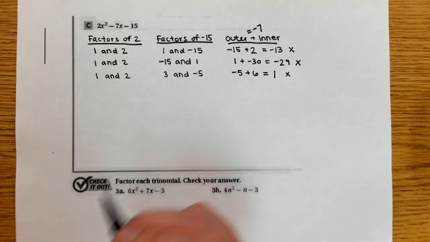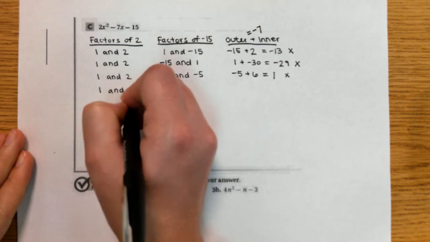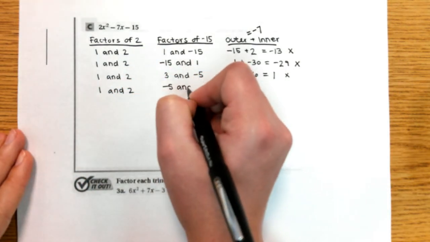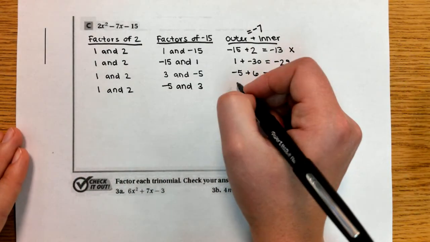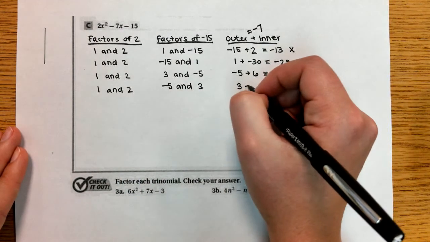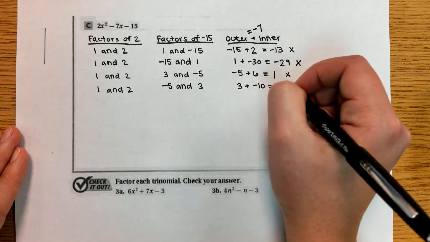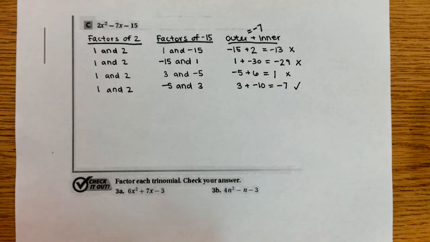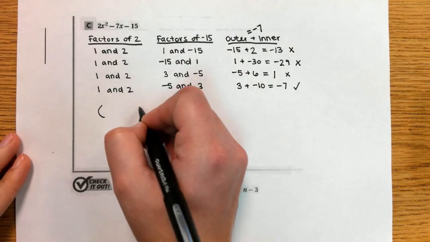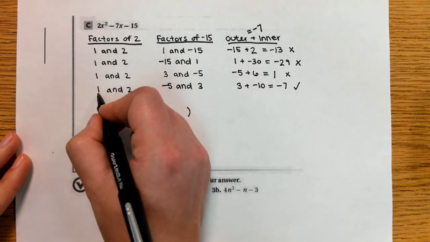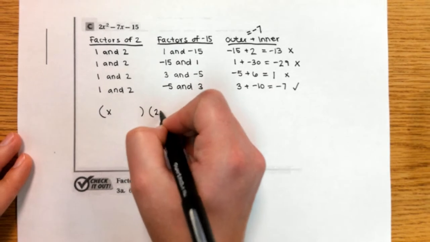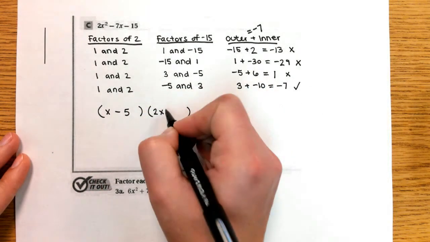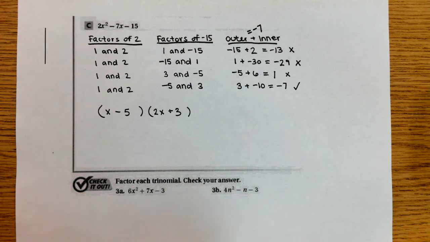So let's go ahead and switch that order. So let's do 1 and 2, but try negative 5 and a positive 3. Outer 1 and 3 is 3, inner negative 10. And that's going to give me negative 7, which is what I want. Okay, so you might have to do a couple more combinations than I did to get your answer, and that's okay. So I'm going to go ahead and set up my parentheses. So we're going to have 1x, and then 2x, minus 5, and then plus 3. So x minus 5 times the quantity 2x plus 3.